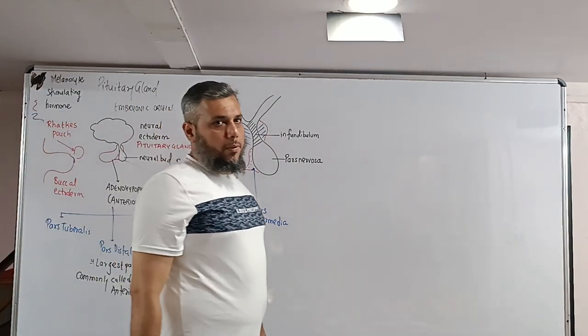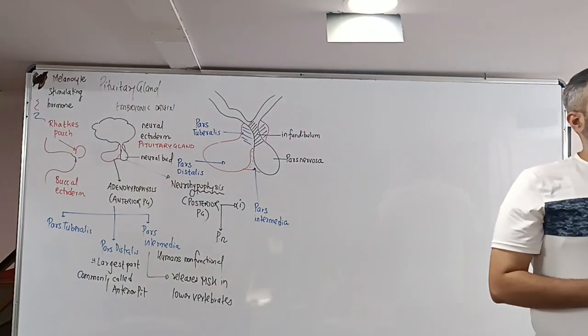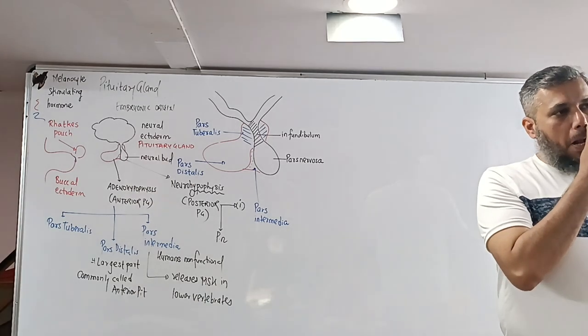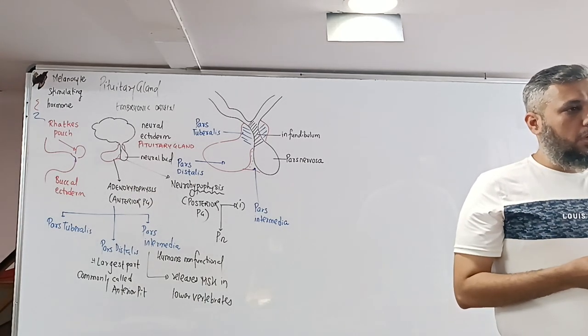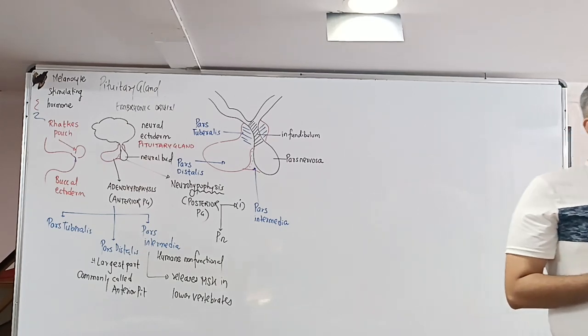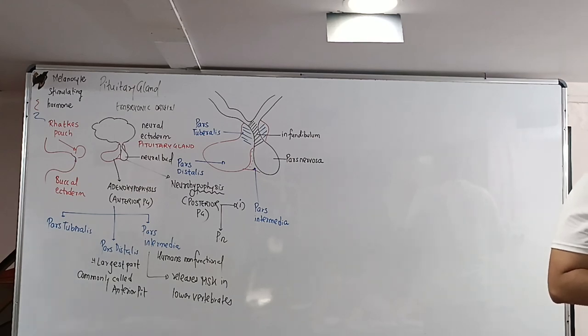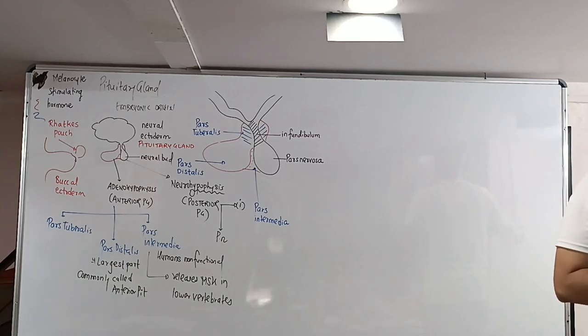Are we clear up to here? One or two parts of the pituitary gland? And what are the other names? Neuro and adeno.